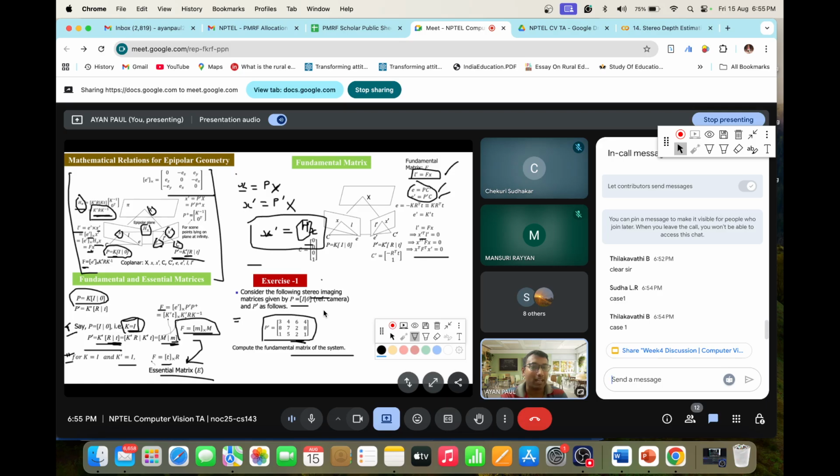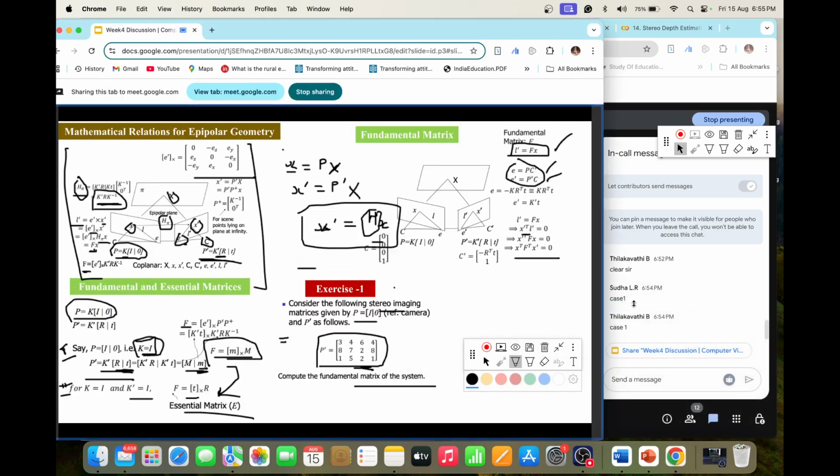So what is small m? Small m is 4 8 1. What is capital M? Capital M is 3 4 6, 8 7 2, 1 5 2. So these are the two matrices. Now as it is the first case, it will be mx, right? So that means your m will be converted to your skew symmetric matrix.